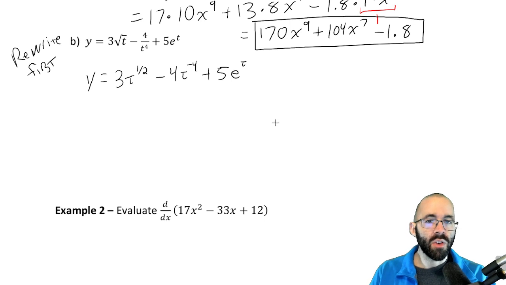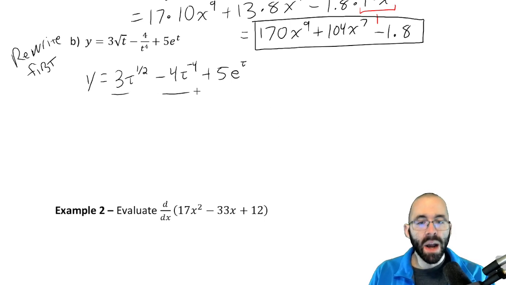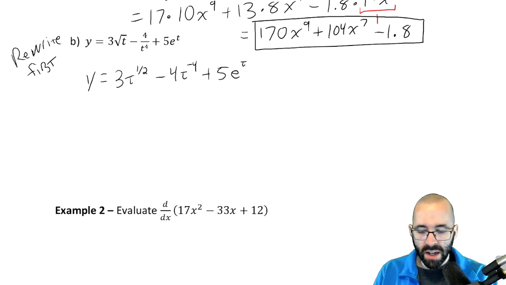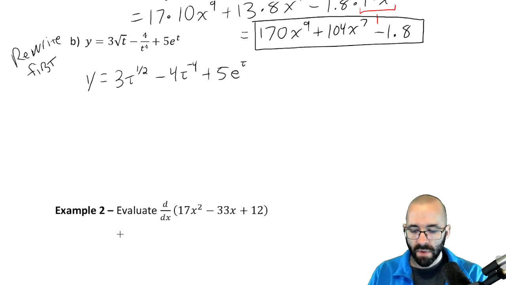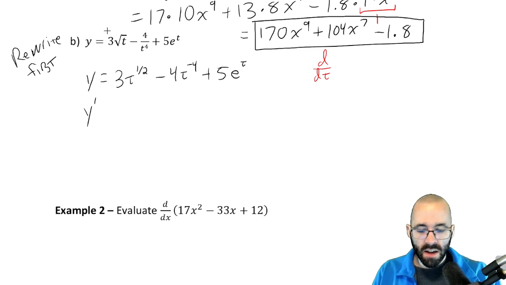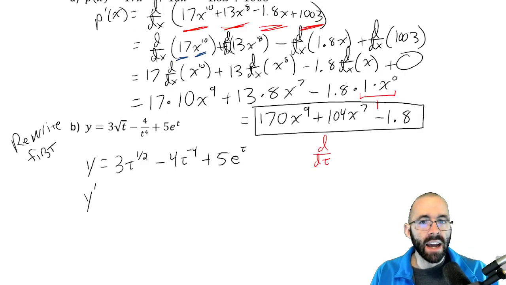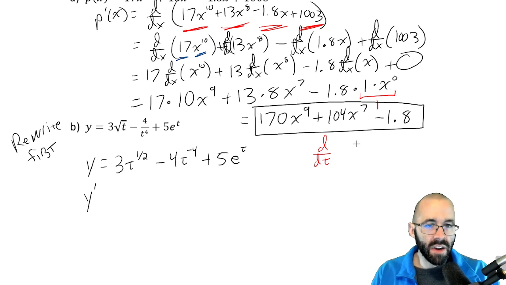And now we can take the derivative because these first two use the power rule, and the last one uses what we know about exponential functions. So we can say y prime, or if you wanted to, you could think of taking the derivative with respect to t. Up here, the derivative was d dx. Down here, it'll be d dt because our variable is different. Our variable is now t.